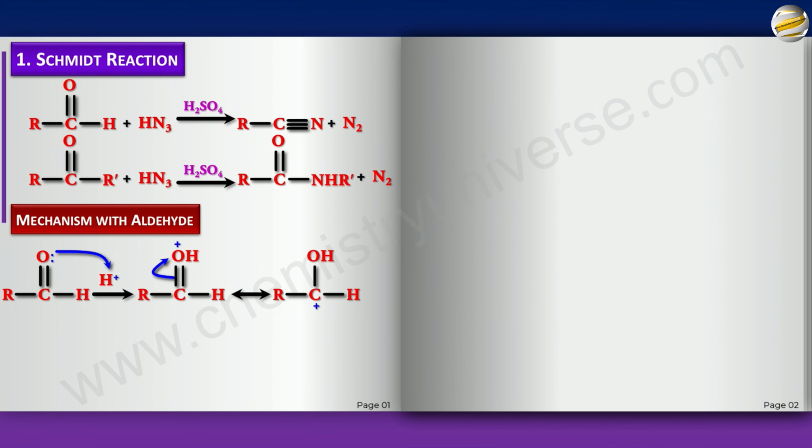Now HN3 looks like this, and I can make as many resonating structures as I want for HN3. I'm making this one. So what do you think will happen now? Try and guess and make the product. Pause the video, make the product, and then after you make the product, play the video back. Pretty obvious. This will attack here, and you get this. I wish this was the final product, but it's not.